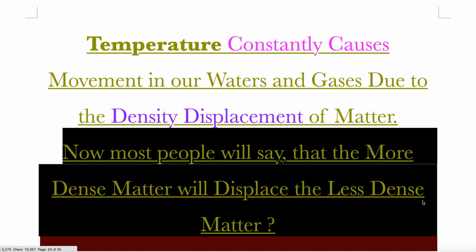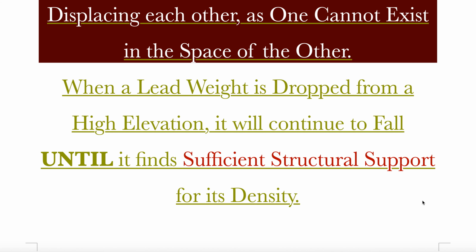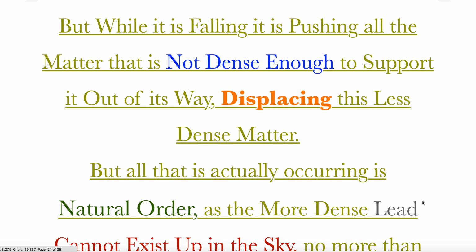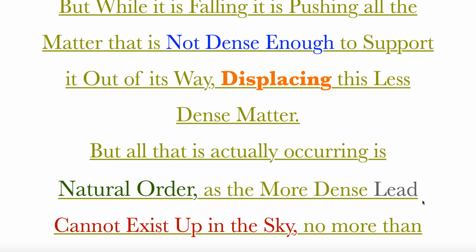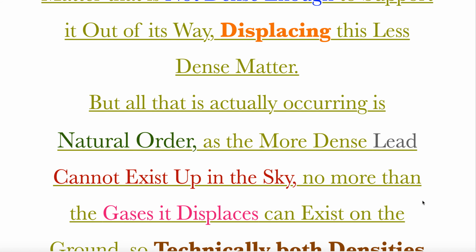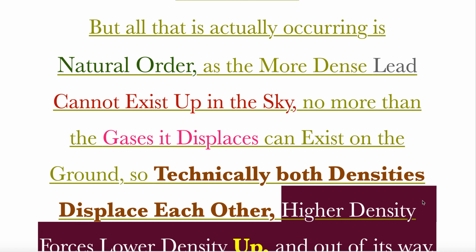Now, most people will say that the more dense matter will displace the less dense matter. But is this really true, as technically they are displacing each other, as one cannot exist in the space of the other? When a lead weight is dropped from a high elevation, it will continue to fall until it finds sufficient structural support for its density. But while it is falling, it is pushing all the matter that is not dense enough to support it out of its way, displacing this less dense matter. But all that is actually occurring is natural order, as the more dense lead cannot exist up in the sky, no more than the gases it displaces can exist on the ground. So technically both densities displace each other.